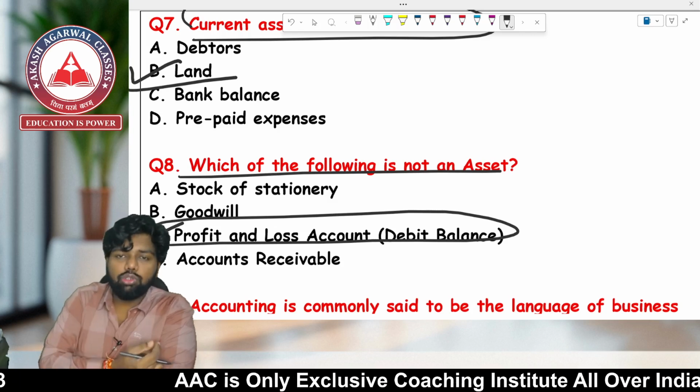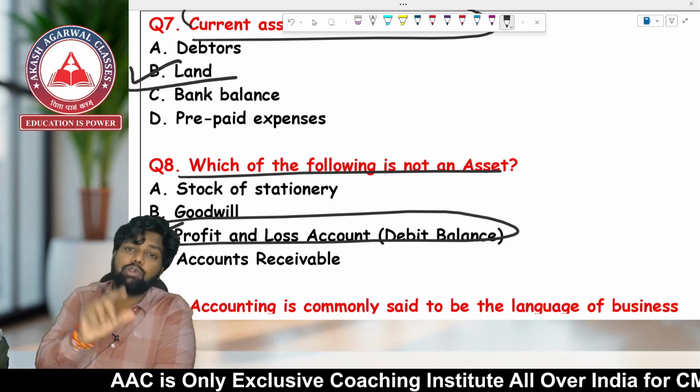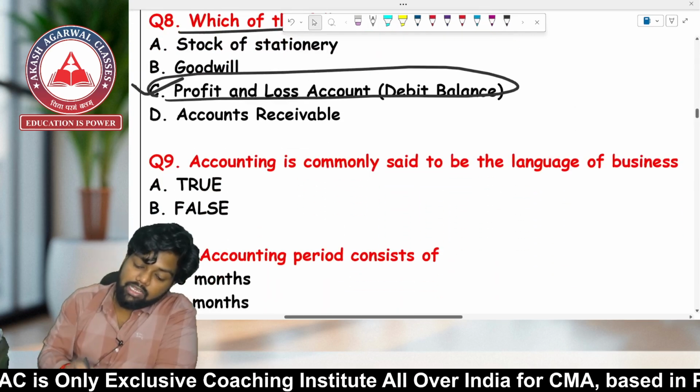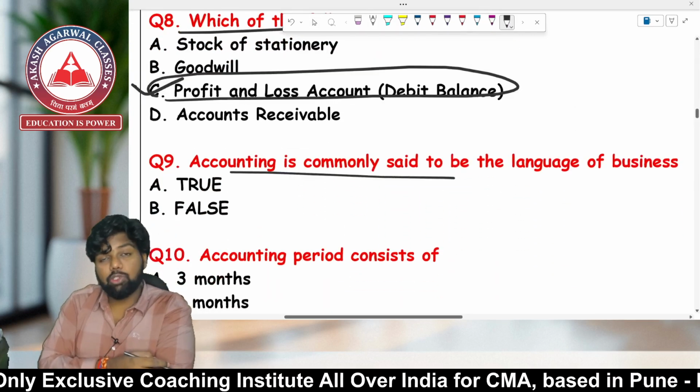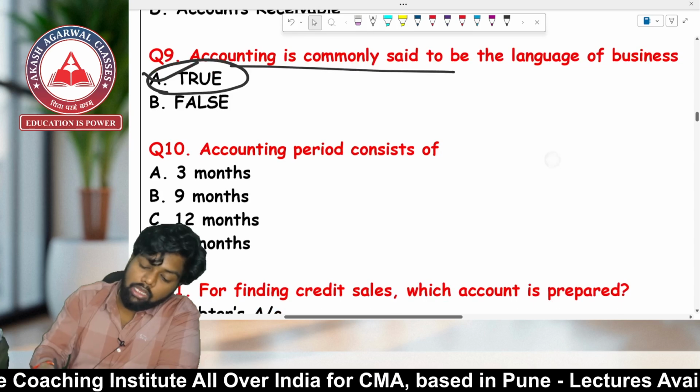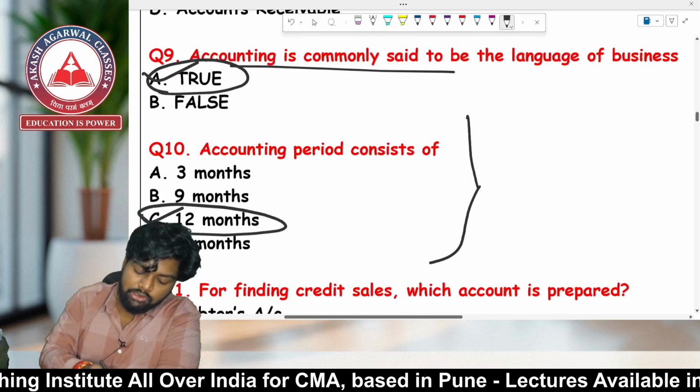Either you can do this: the profit and loss debit balance, you have to minus it from the capital. Accounting is commonly said to be the language of the business. Unit 1 question. Answer is true. Accounting period consists of how many months? 12 months.